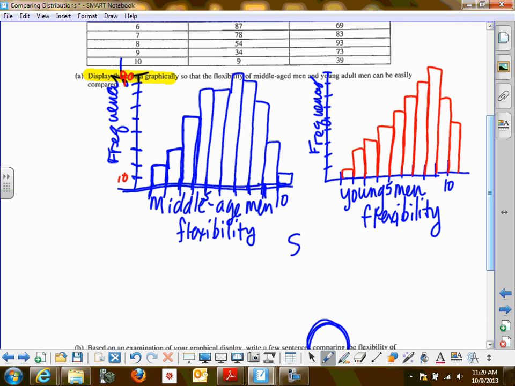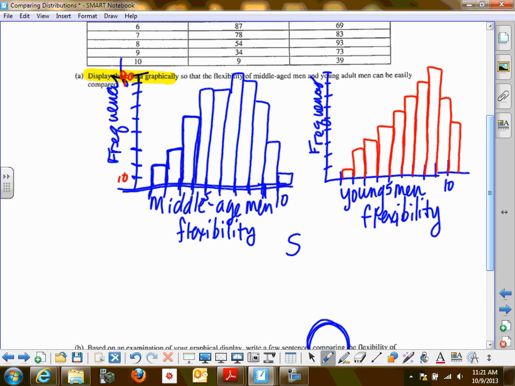You would say, what's the difference in their shapes? The shape of the middle-aged men's flexibility is more symmetric than the shape of this distribution, which on the young men is more skewed left than the other one. Good. So does it appear as though there are any outliers in the data? I don't really think so, because they're all within 1 to 10 anyway.